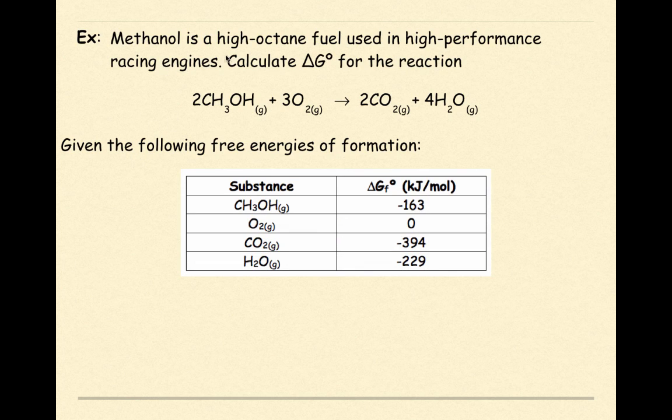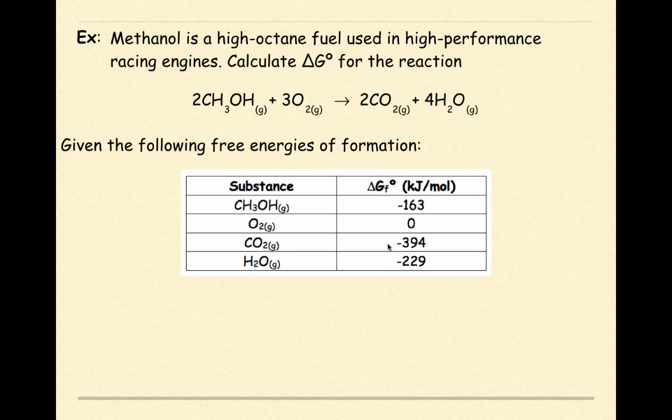Methanol is a high-octane fuel used in high-performance racing engines. Calculate delta G under standard conditions for the following reaction. 2CH3OH plus 3O2 yields 2CO2 plus 4H2O. Given the following free energies of formation, and then we have our substances that are involved in the reaction and the associated delta G values.